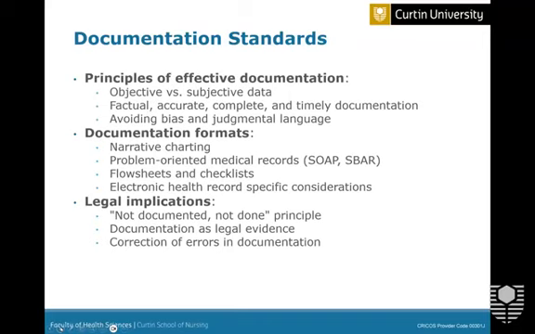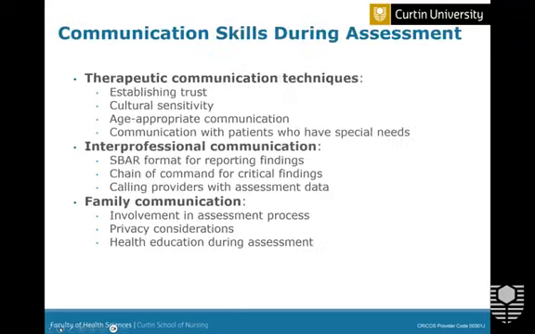Whether it's electronic or written, there's always a legal implication in terms of documentation. So if it's not documented, it's not done. That's generally the principle we apply, and documentation is always legal evidence, and so therefore we want to make sure that we report our records in a legal fashion. And then of course, if we make an error, it's how do we document those corrections of errors in documentation. So we'll do a little bit more around that when we do our tutorial number 4.